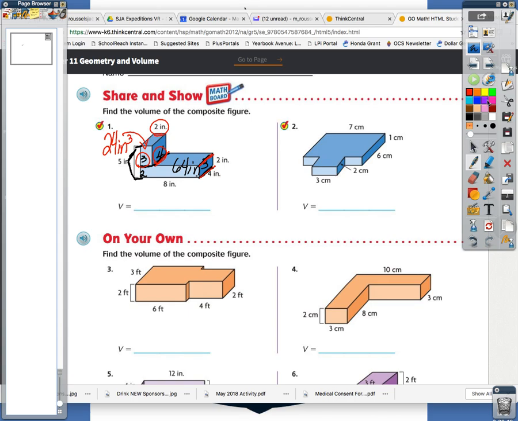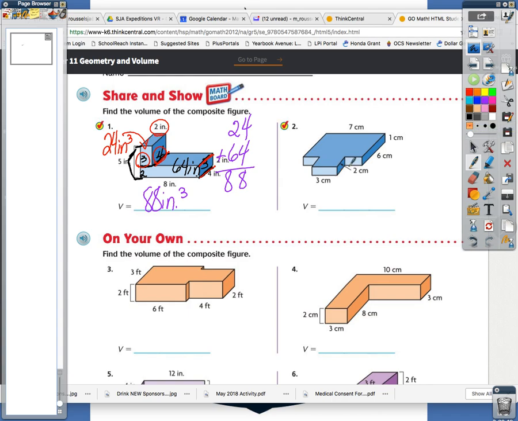So now, to find the total volume, we would have to take the 24 cubic inches of this top prism plus the 64 inches of the bottom prism and add those together to get a total of 88 cubic inches for the volume of the entire figure. That takes a little more work than the last example, so let's take a look at something like that again.